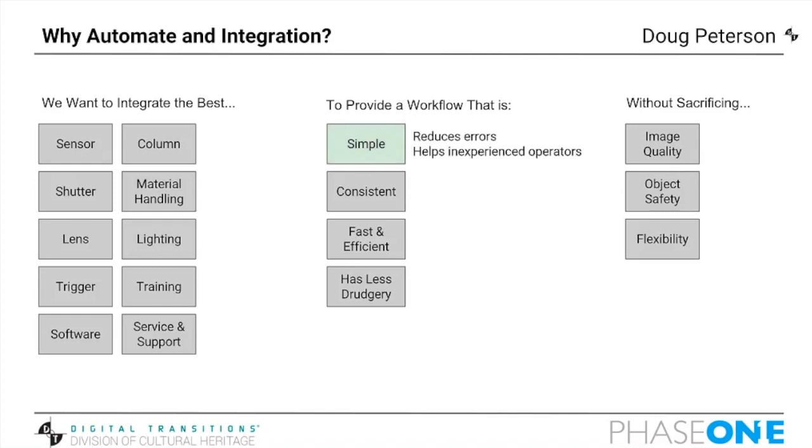As we mentioned, simplicity. Specifically, we want to reduce the errors that human beings invoke into the process when the system is too complex or requires too many steps.